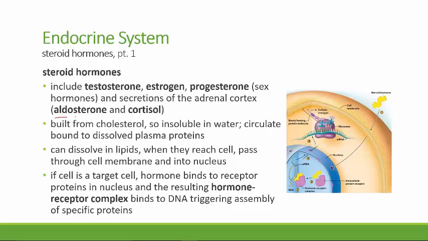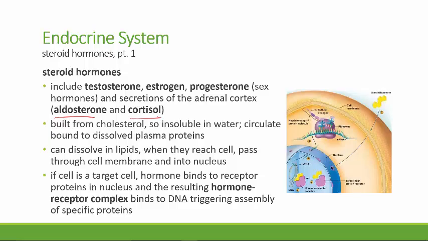So these steroid hormones are built from cholesterol, as we've said. So they are insoluble in water, and they circulate in body fluids bound to plasma proteins, these transport proteins that carry lipid-based materials through the blood. Because they can dissolve into lipids, though, when they reach that cell, they pass right on through the cell membrane and into the nucleus. If that cell is a target cell, then it has that receptor there in the nucleus.